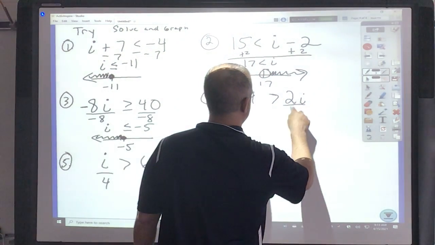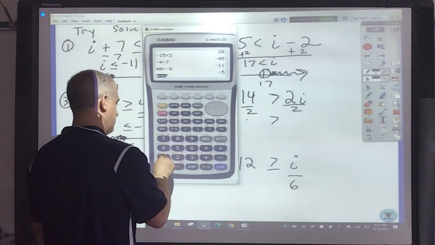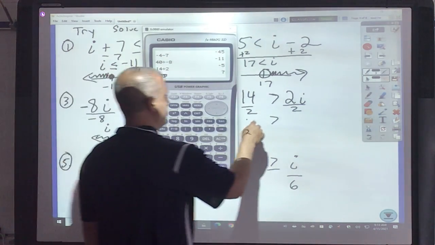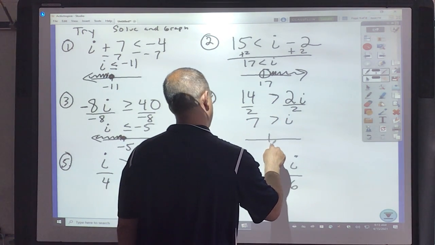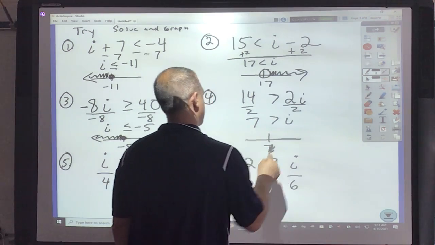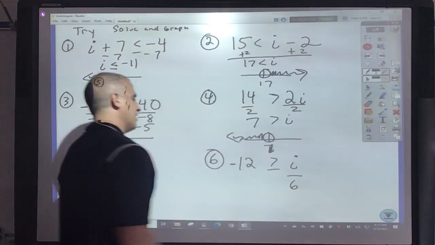This one I would just divide by 2, divide by 2. 14 divided by 2 is 7, and that is going to be I. So I got 7 here, open circle, it's eating the number, so there's a left shade.